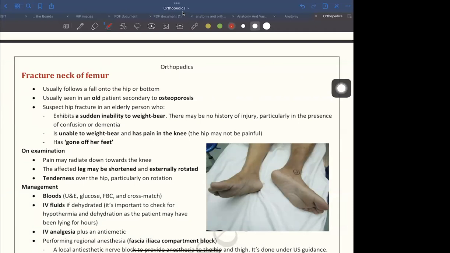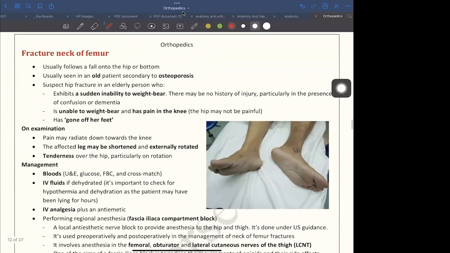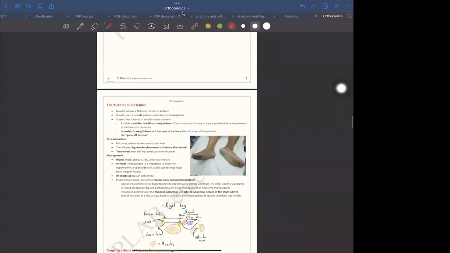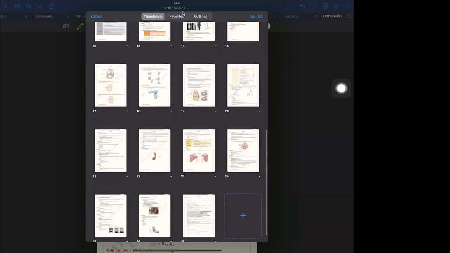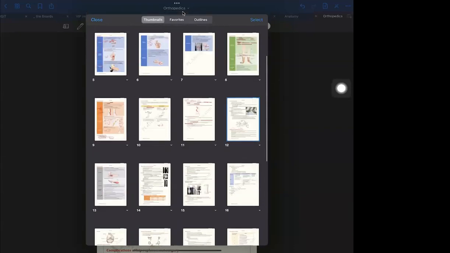Hello again, everyone. It's Abdullah here. So let's carry on with the orthopedics. We still have loads to do. Where are we now? Yeah, we still have quite a lot of things.